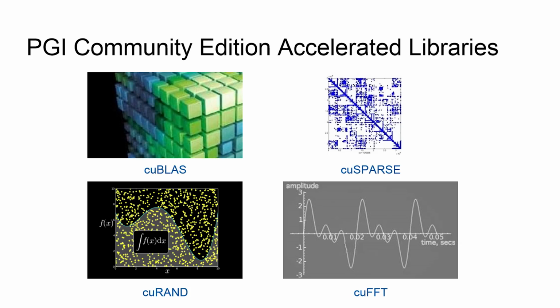During this step, you should look at the libraries you're currently using and see if they've already been accelerated for you. The PGI Community Edition comes with accelerated libraries for dense and sparse linear algebra, FFTs, and random number generation, but will also work with other accelerated libraries.